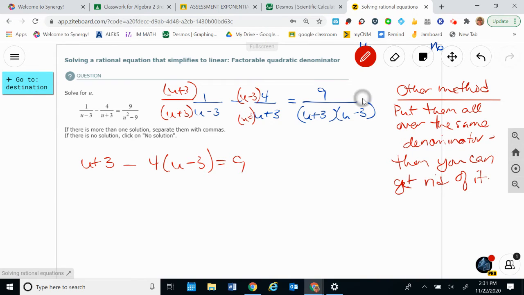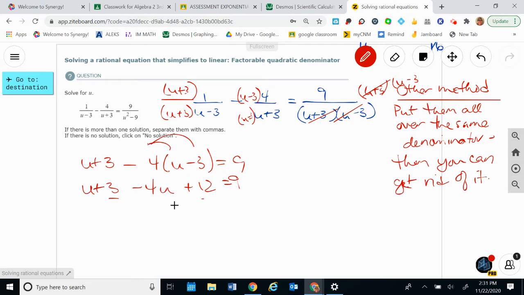So in other words, if I multiply by this least common denominator on both sides, they would just cancel, and you just get 9. And these would cancel, and that would cancel, just because I'm multiplying everything by the least common denominator. So I get u plus 3 minus 4u plus 12, just distributing, equals 9.